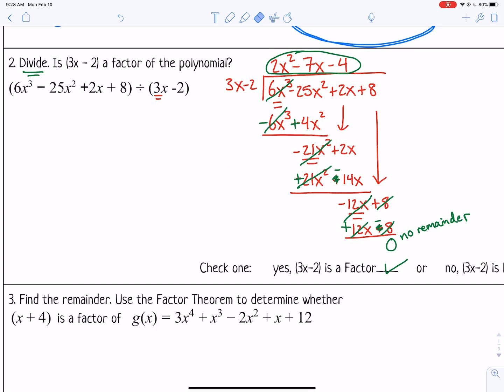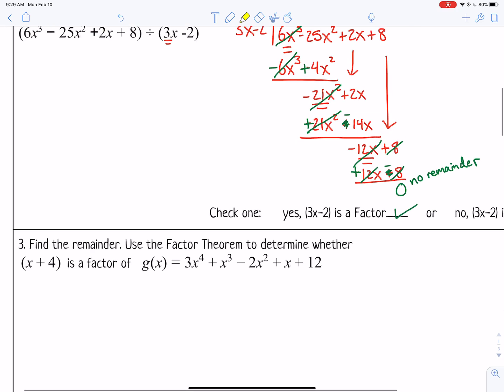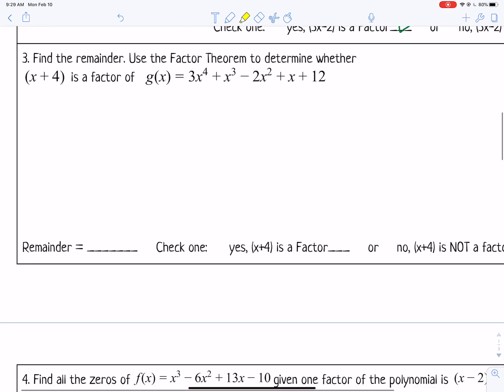If you don't do the division part and you just answer the question, is it a factor or not a factor, you would not get credit for this question because it's really a two-part question. It says divide, and then answer, is the 3x − 2 a factor? So make sure on your quiz you do both of those things to the best of your ability.